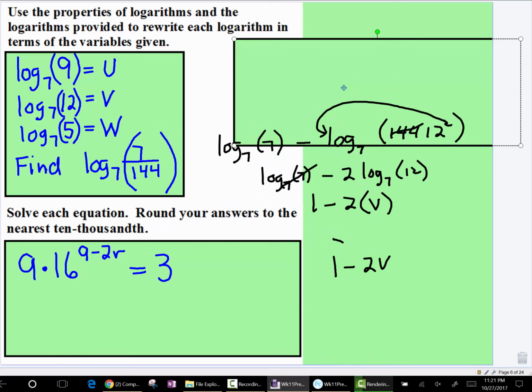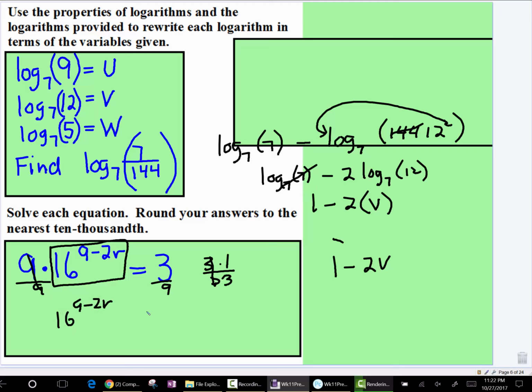All right, now we have an equation. So let's see what we can do first. Well, we're definitely going to want to get all of this by itself. 9 is attached by multiplication, so I can divide. Well, the 3 and the 9 cancel. 3 is equal to 3 times 1. 9 is the same as 3 times 3. So now we have 16 to the 9 subtract 2r is equal to 1/3.